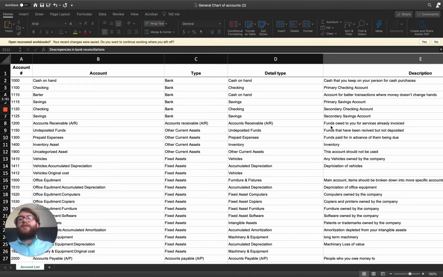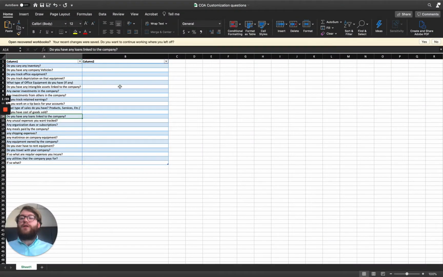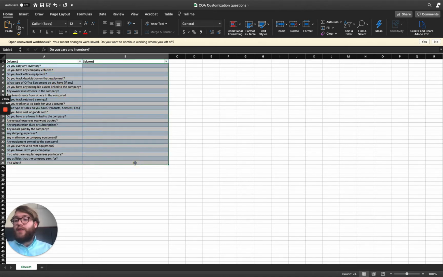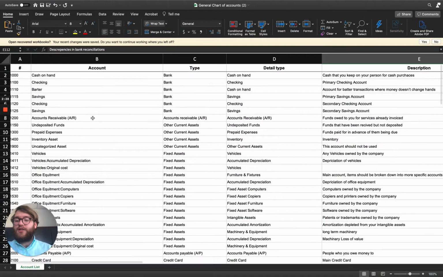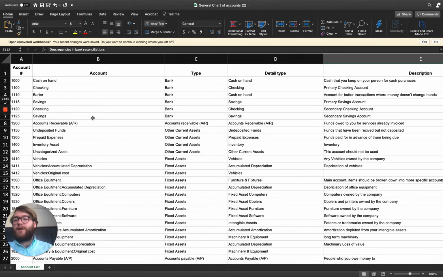What I'm showing you here is the general chart of accounts that we use to start a customization for a client. Whenever we have a new client join us, we always send this questionnaire to figure out what type of things they do. Do they run equipment? Do they have inventory? Do they have vehicles? Do they do depreciation? Any investments that the company has, or investments from the owner or others in the company? Any liabilities, any loans, cost of goods sold, what those cost of goods sold are, stuff like that, so that we can then come back to this sheet and customize it for our clients.